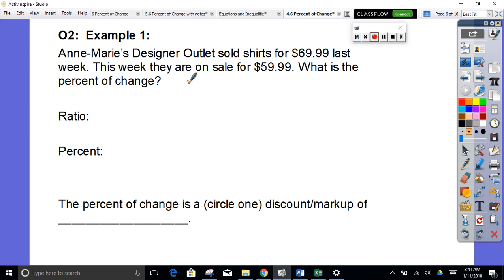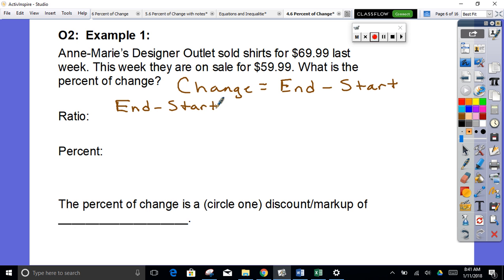So remember, to find change, we do end minus start. Do you remember when I had that written on the poster that was here when we were in the rational number unit? When we had integer problems, sometimes it would ask you to find the change between two integers. And to find the change between two integers, you would take the end minus the start. So to find percent of change, we're going to do end minus start over the original, which we could say is the start.